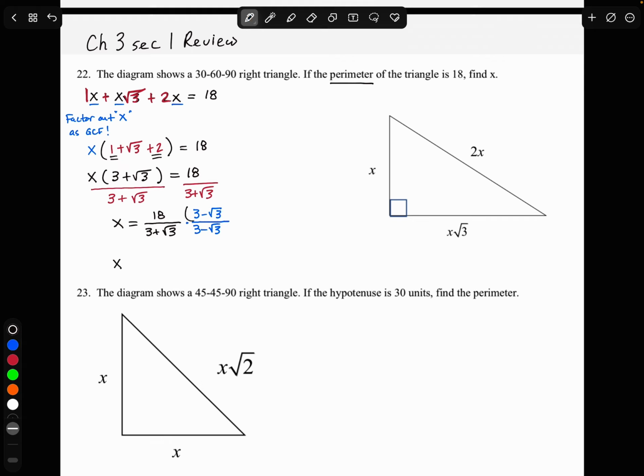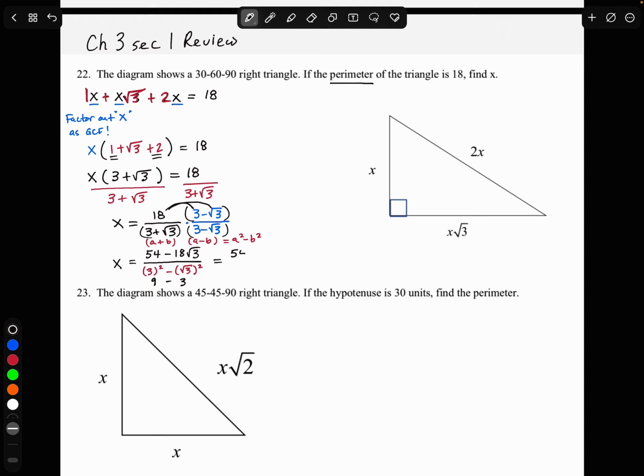So let's see what we get. When I distribute that 18 through, I'd have 54 minus 18 times the square root of 3 over, in the bottom, remember we're going to FOIL this out, but this is like saying a plus b times a minus b. So remember, this is always going to equal a squared minus b squared. So we're going to write this as 3 squared minus the square root of 3 squared, in which case you would end up with 9 minus 3.